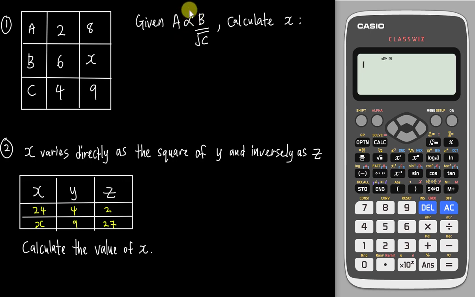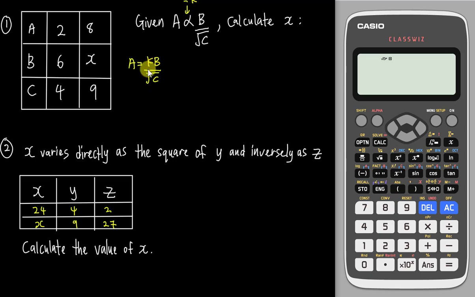Like what I said, whenever you have this sign, you need to change it into an equal sign, and at the same time you need to add the k after the equal. So therefore, I have something like a equals kb over square root c. Alright, so right now, in order to find the x, my objective is to find the k first.